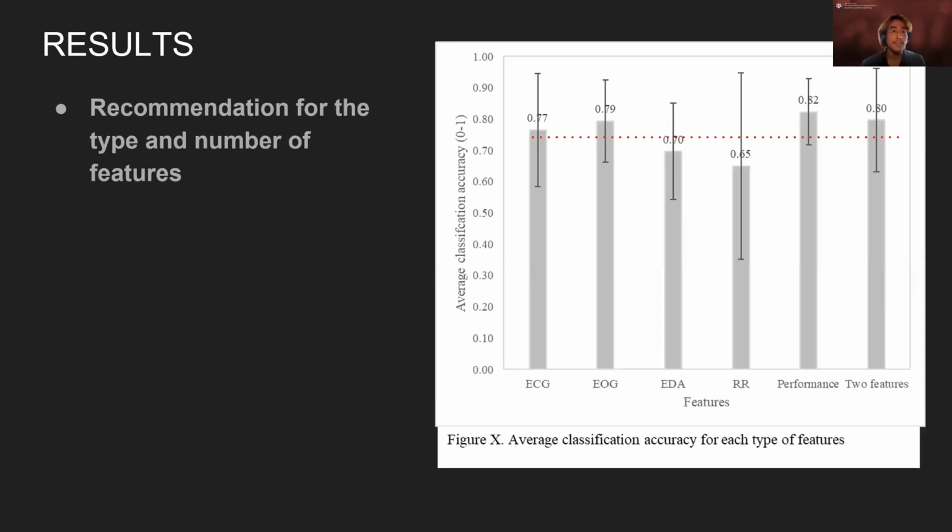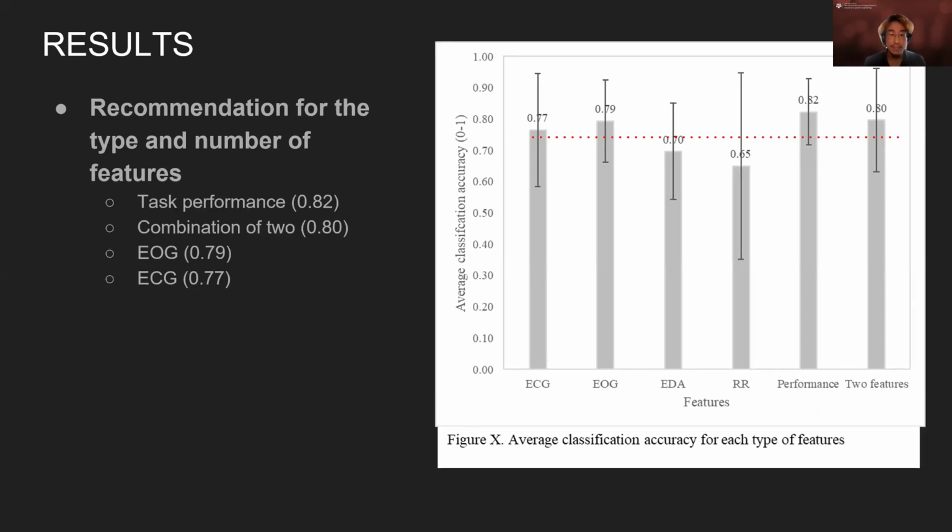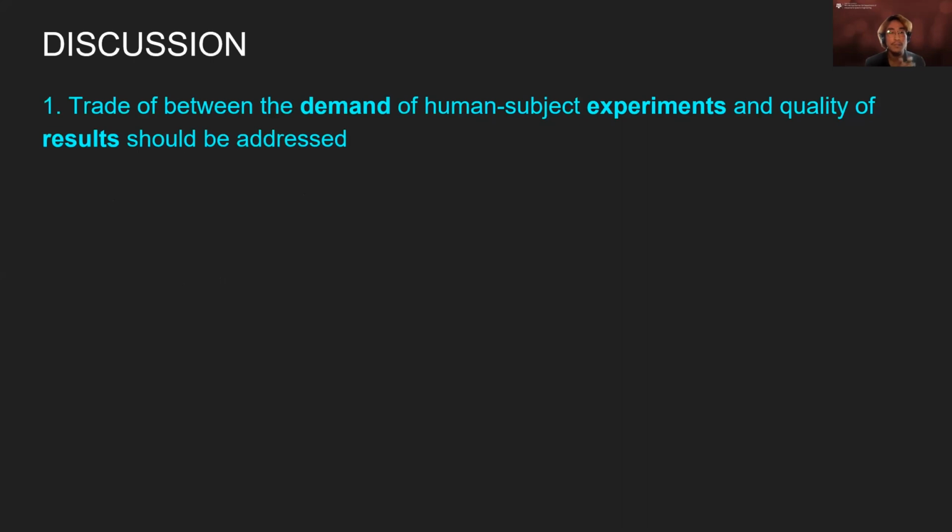So a recommendation for the number of features based on this graph is that this red dotted bar is kind of a threshold to determine the performance of the algorithm. Here, task performance and a combination of some of these 2, and then EOG, so eye tracking and the pupil related measures, and then the ECG or heart rate related measures, can be appropriate to measure the cognitive workload. So I brought 3 discussion points.